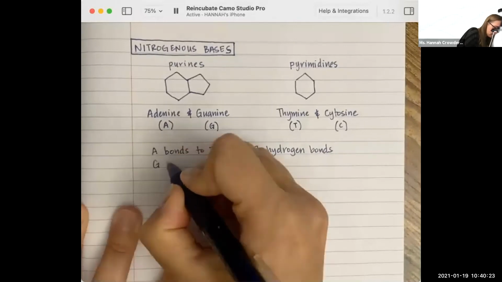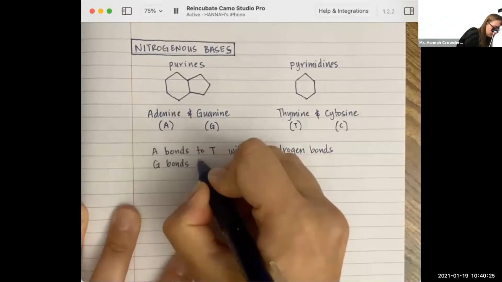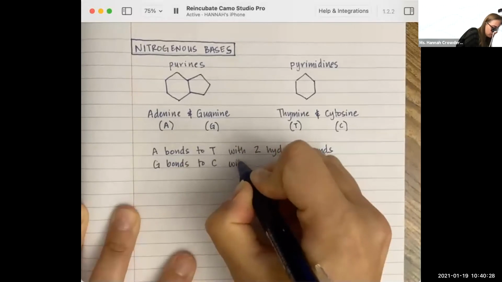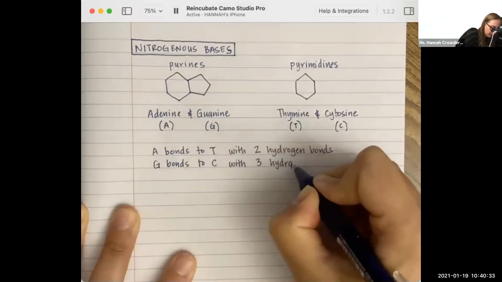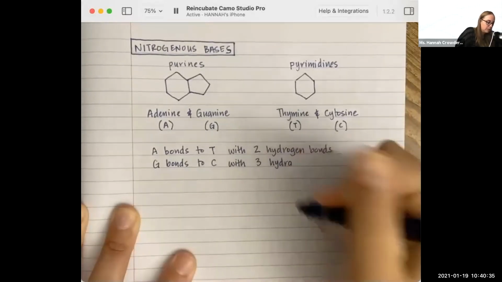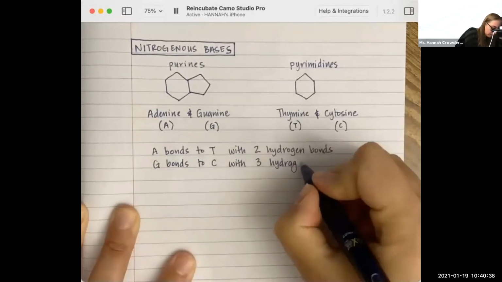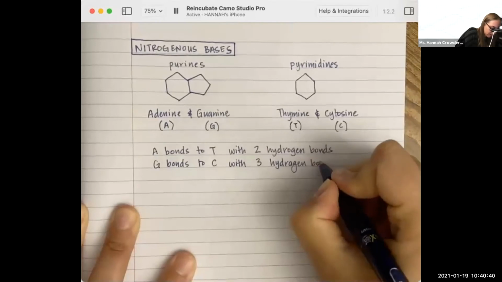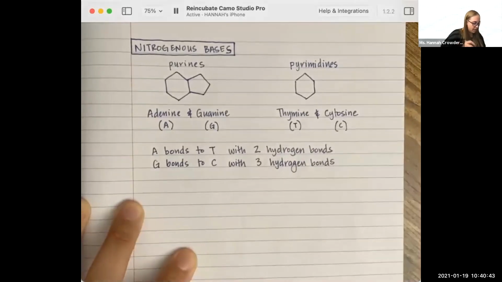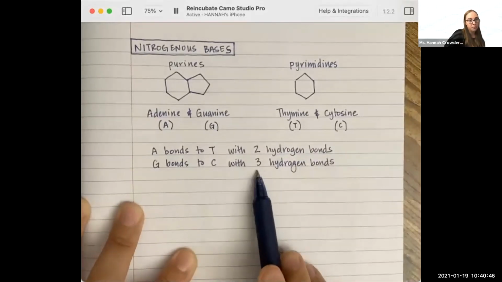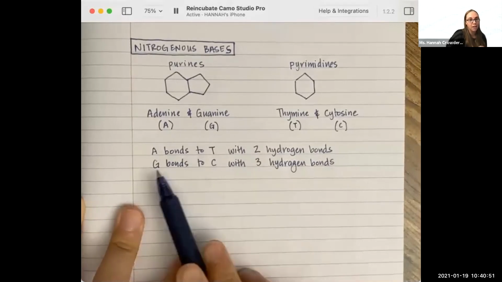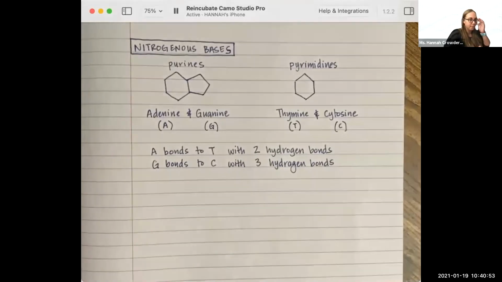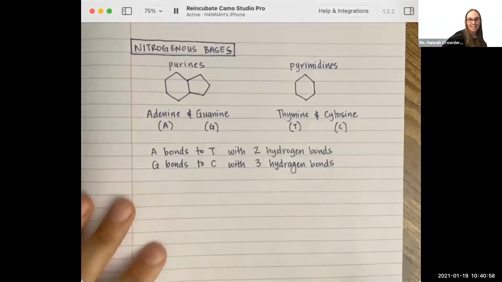G bonds to C with 3 hydrogen bonds. And my students told me that they can remember this because some very fancy people have a 3-car garage. And apparently C and G are fancy.